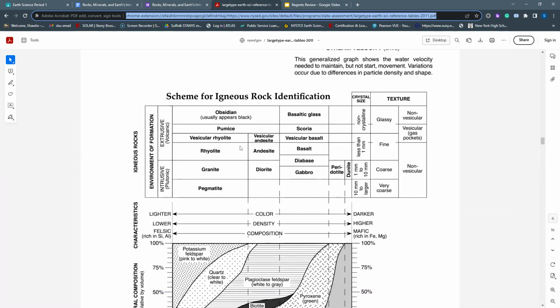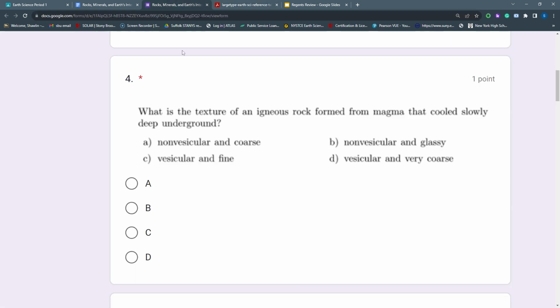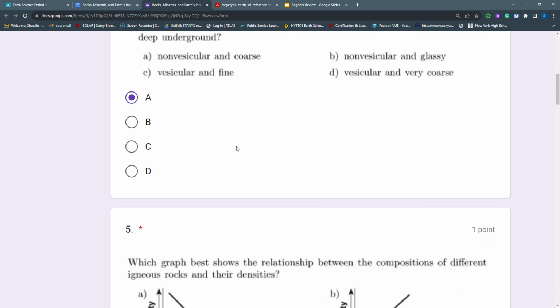Okay, igneous rock, intrusive, cools solely underground. Here's my texture column. If I go to the right, the texture should be coarse or very coarse or non-vesicular. So that's why the correct answer is A, non-vesicular and coarse.